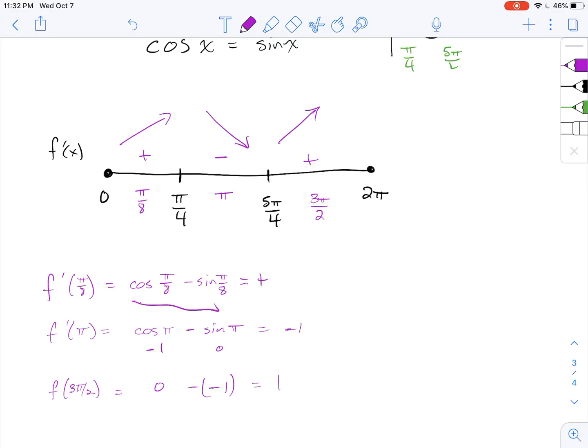So let's see. I'm not going to write these down just for the sake of time, but actually I will. I'm not going to be lazy here. It's increasing on 0 to pi over 4 and 5 pi over 4 to 2 pi, and it's decreasing on pi over 4 to 5 pi over 4.